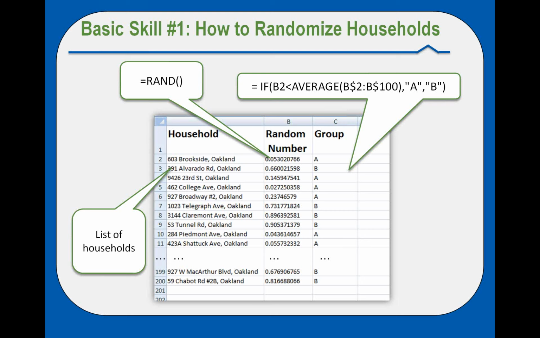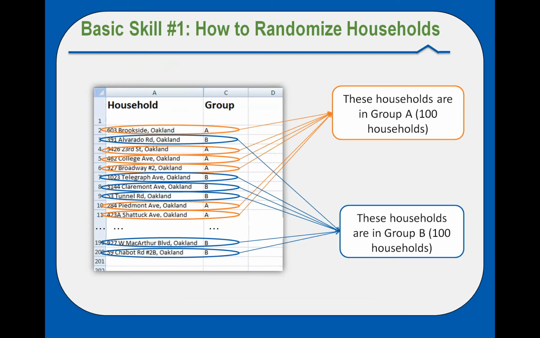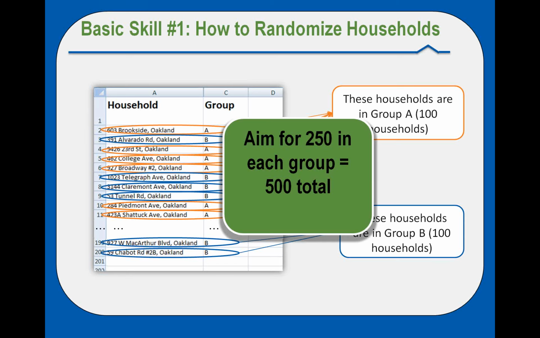So in this example, I've listed 200 households for simplicity. So 100 households are randomly chosen to be in group A, and 100 are randomly chosen to be in group B. And I only picked 100 because it's a nice round number. Obviously, you could have many more households in each group. In fact, I would recommend aiming for around 250 or more households in each group, so 500 total.